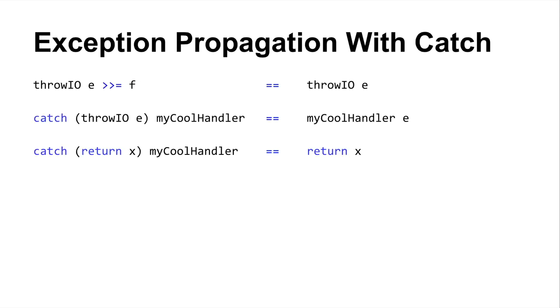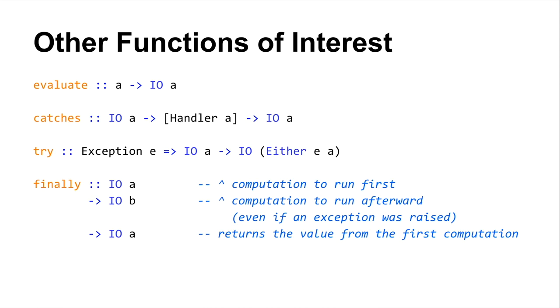The transition rules with catch are also not totally surprising. throw IOE bound F will give you throw IOE, catch of that with my-cool handler will give you my-cool handler E, and so on and so forth. If you don't have an error and you install an exception handler, your exception handler is not going to be used. There are other functions of interest, which I'm not going to get into, but are going to be useful for you and are somewhat low level, so they are worth pointing out if you're going to be managing exceptions in Haskell.